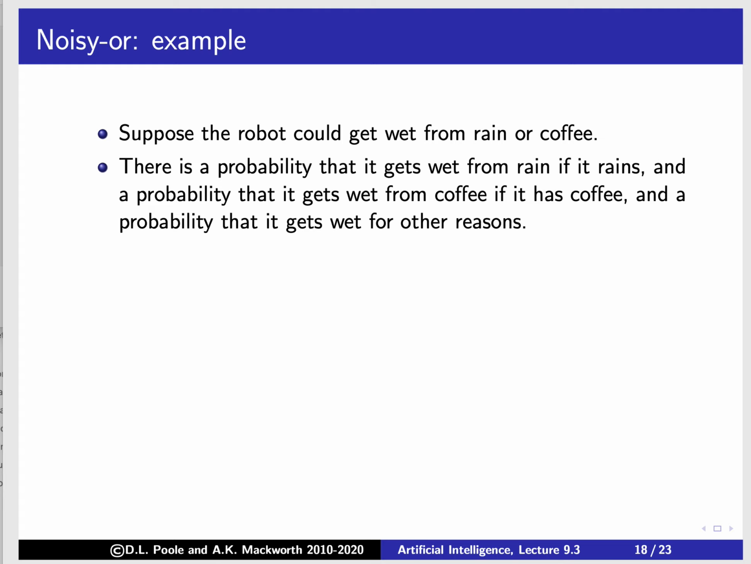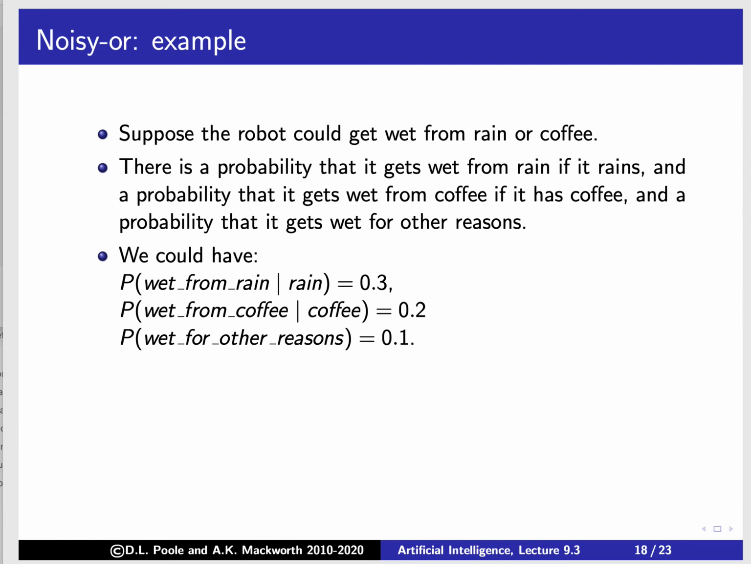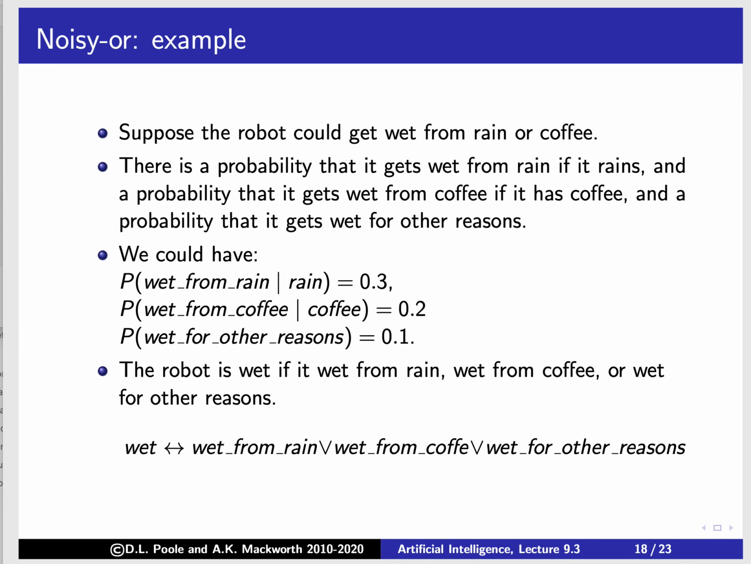The robot gets wet if it's rain or coffee. It probably gets wet from rain. If it rains, it'll probably get wet. If it has coffee, it probably gets wet from coffee. And it probably gets wet for other reasons. So this says the probability of wet from rain if it's raining is 0.3, wet from coffee if it's coffee is 0.2, and wet for other reasons is 0.1. And the robot gets wet if and only if it gets wet from rain, or it gets wet from coffee, or it gets wet from other reasons. And so that's what this noisy OR is.